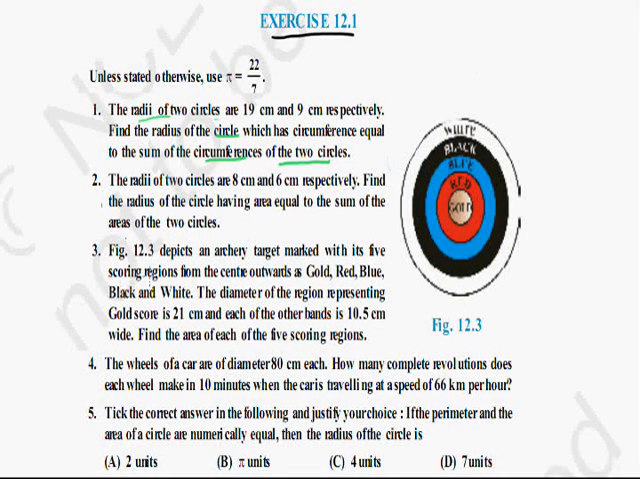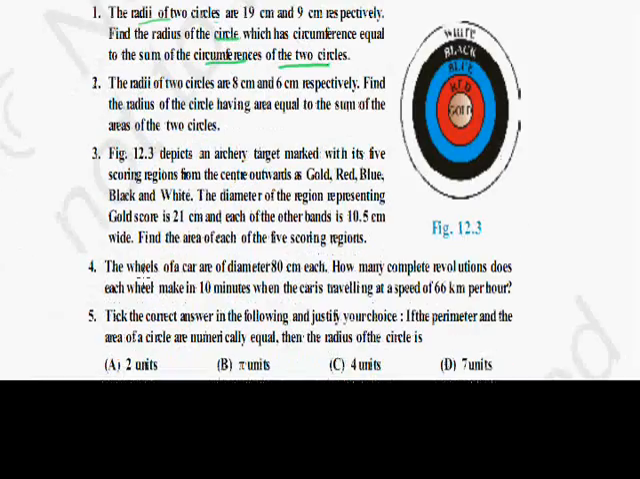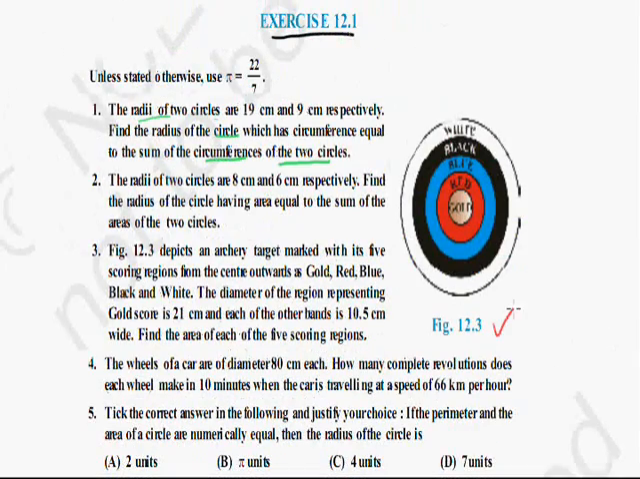The third problem says: in figure 12.3, it's a figure in the NCERT book, right? This figure in the NCERT book 12.3 depicts an archery target marked with its 5 scoring regions from the center outwards as gold, red, blue, black and white. The diameter of the region representing gold is 21 cm and each other band is 10.5 cm wide. Find the area of each of the 5 scoring regions.